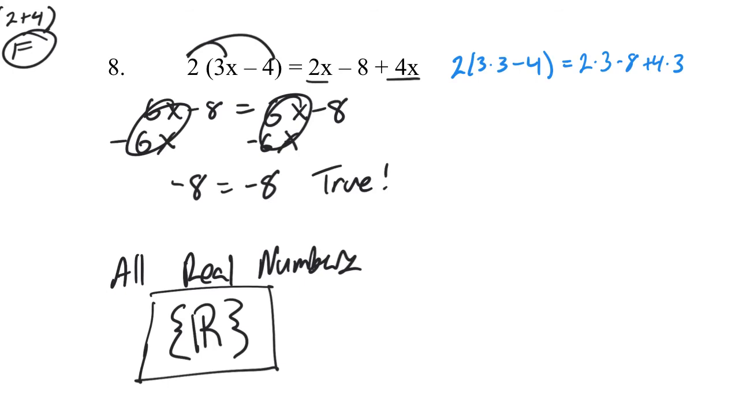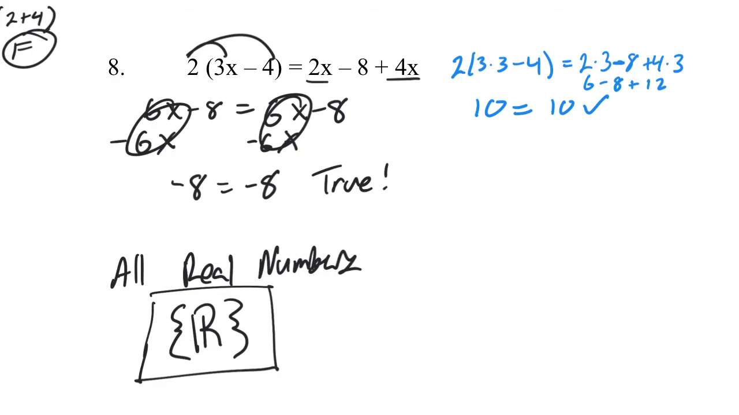3 times 3 is 9. 9 minus 4 is 5. 5 times 2 is 10. Now let's do the other side. I'm going to do this in 2 steps. 2 times 3 is 6, and 4 times 3 is 12. So now we have 6 minus 8 plus 12. And that does, in fact, give us 10. That works. It was a solution.